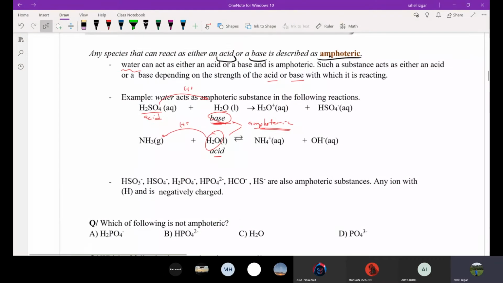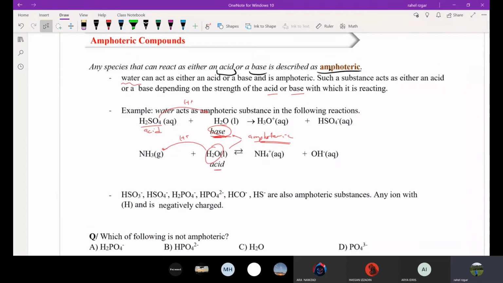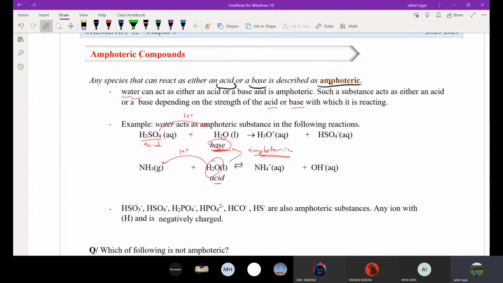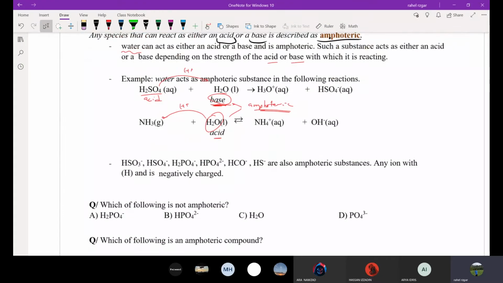What else can become amphoteric? What else can become amphoteric besides H2O? Even though in the book only H2O is mentioned as a compound, and no ions have been mentioned, questions will still be asked in this part.